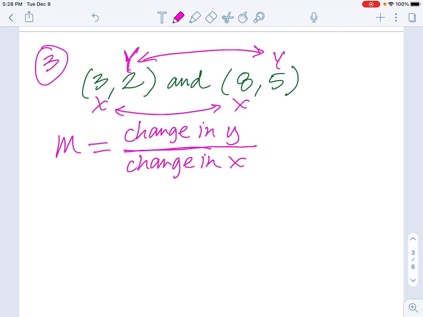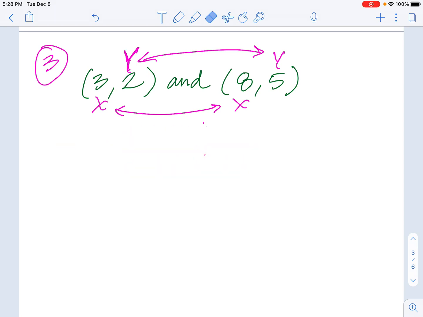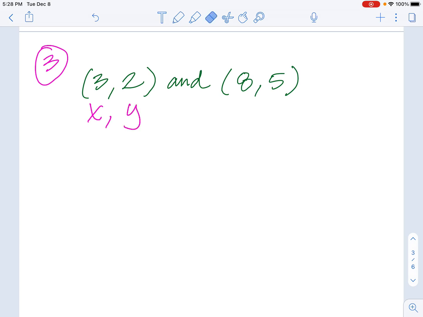So what we need to do is designate these values. Remember, slope, change in y over change in x. I'm going to erase that so we have room here. And we're going to designate these values as which x and which y. So go ahead and write down 3, 2 and 8, 5. And then we're going to label them. This is an x value, and this is a y value. This is also an x value, and this is a y value.